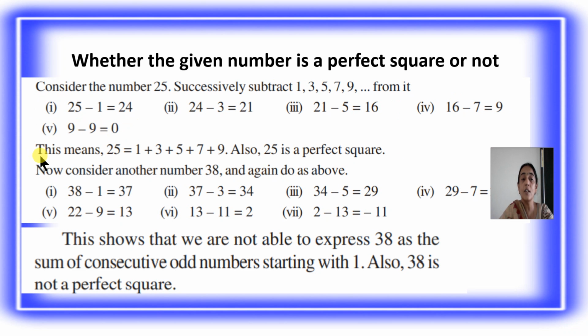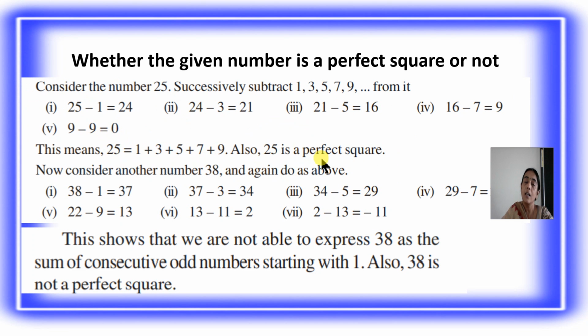So this means, see, in the last step we should get the remainder 0. If we do not get the remainder 0 in the last step, then it is not a perfect square because the sum will not be equal to the given number. That means 1 plus 3 plus 5 plus 7 plus 9 will not be equal to the given number. But here the remainder is 0. So 25 is equal to 1 plus 3 plus 5 plus 7 plus 9. So 25 is a perfect square.